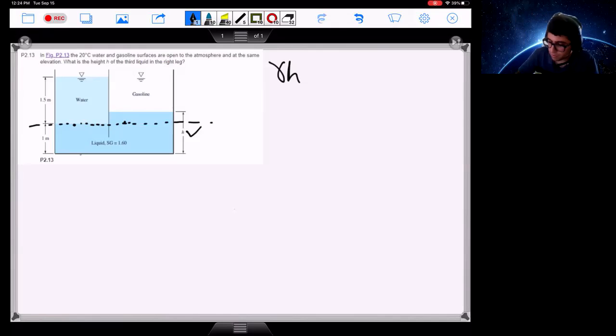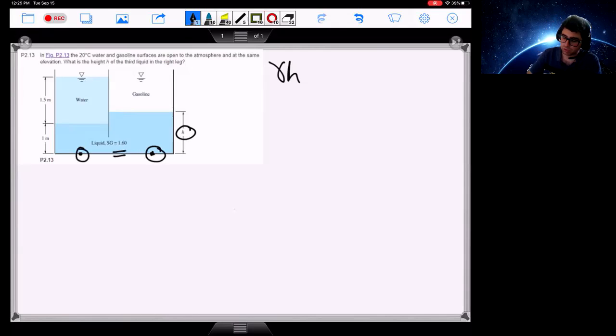So if I want to approach this problem, I would say the pressure at this point, right at the bottom, is going to be equal to the pressure at this point, same horizontal line. So how would we calculate the pressure? First thing, can we calculate the pressure at this point right from the start? No, not really, because we're missing H. We don't know H.